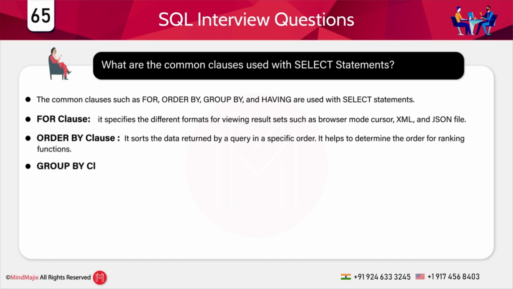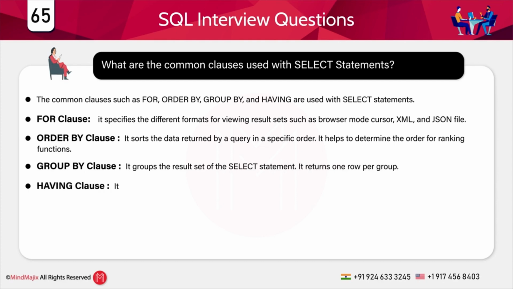Now, if you talk about the group by clause, this clause basically groups the result set of the select statements. And what does it return? It returns 1 row per group. And the 4th clause over here is the having clause. This clause is used with the group by clause, and it specifies a search condition for a group.